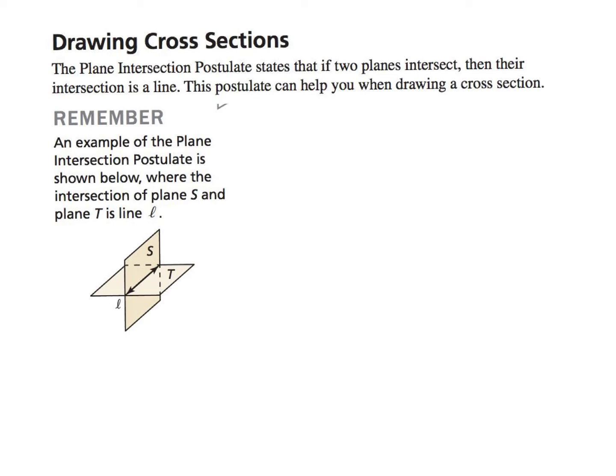So if you look in the bottom, it says an example of it is where you have plane S, that's the vertical one, and plane T is the horizontal one. Where they cross is a line, okay? Don't think too deep into it. You are creating a line in a 3D object. You have a 3D object and you're creating a 2D plane through your 3D object, all right?